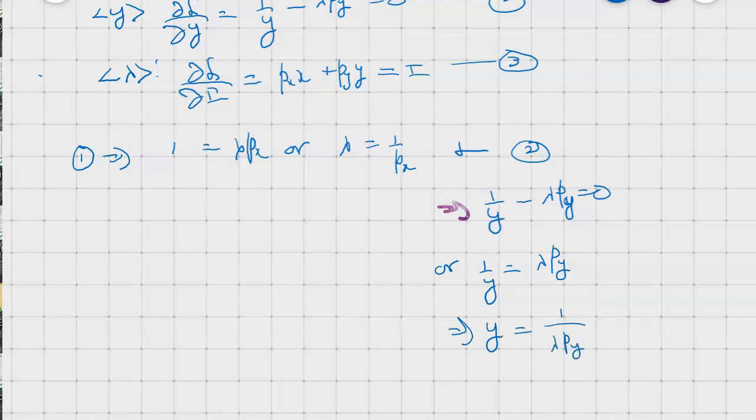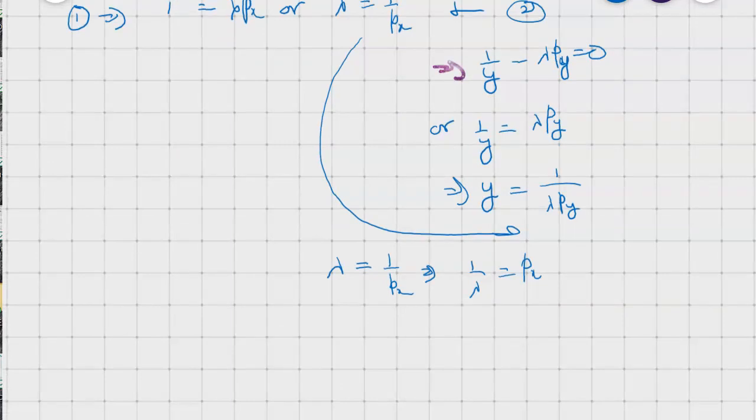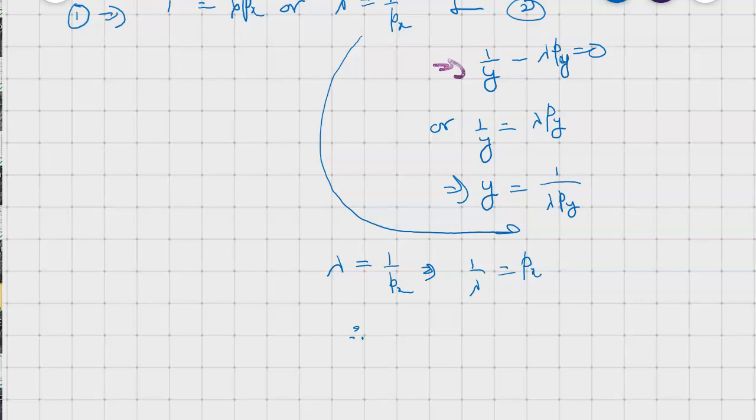Now, what is lambda? Lambda we had already found above, so we can use this value here. Our lambda is 1 over px, so this implies that 1 over lambda is px, because we can just invert or take the reciprocal of this. So we can now plug in our 1 over lambda as px. So essentially what we get is that our y star equals px over py, where we have replaced 1 over lambda with px in the numerator.